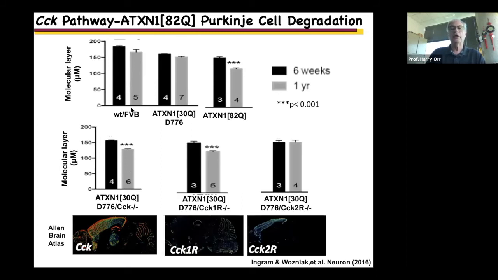If we now cross the D30 mice to knockout mice for either the CCK1 receptor or the CCK2 receptor, we see, similar to the CCK knockout mice, D30s on the CCK1 knockout background show progressive Purkinje cell atrophy, whereas the D30 transgene on the CCK2 knockout background do not show atrophy of the molecular layer thickness or Purkinje cells. And appropriately, CCK1 receptor is expressed in the dendritic tree of the Purkinje cells of the cerebellum, whereas CCK2 receptor is not.